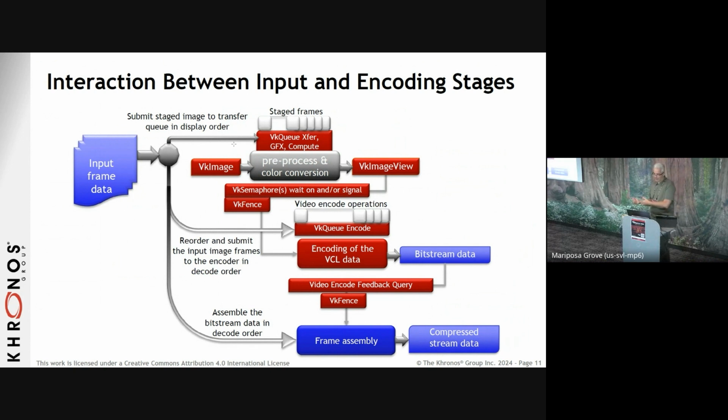Now, I have a question for you. Is it possible for us to combine this first queue work with the second? Anybody? So can we, for example, say I just want to do a transfer from linear to optimal for the input. Can I just do it in the same encode operation queue, doing the conversion to optimal and then encoding? Do you think it's possible? Anybody?